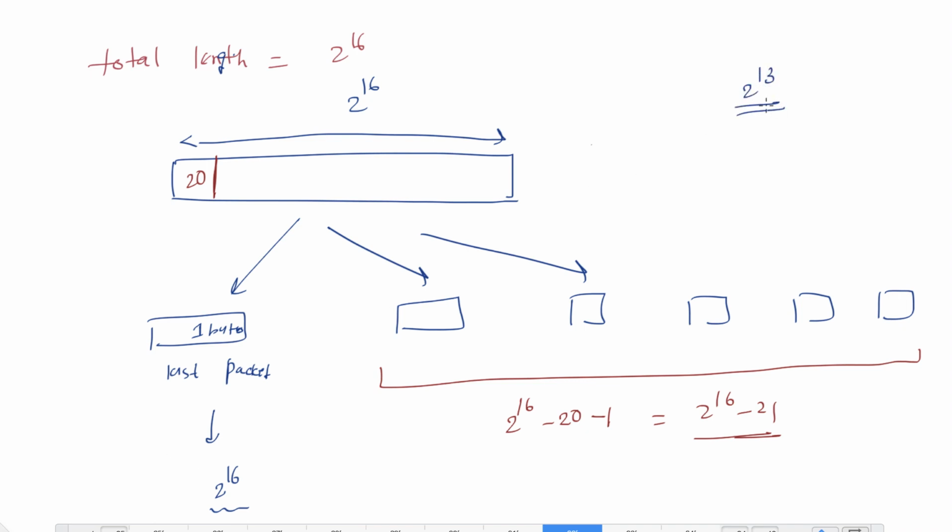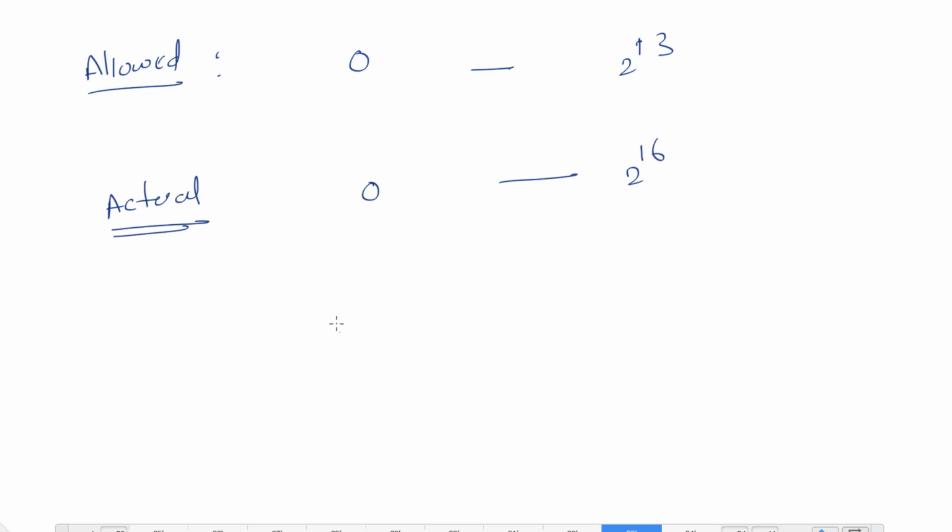So the minimum it is allowing is 0 and the maximum is 2 power 13, and the minimum I can have is 0 and the maximum I can have is 2 power 16, right? This is the actual thing I can have as offset, and this is the allowed offset. Right? And this is the actual offset I can have. So let me write it here. These are the allowed, which means I can have only 0 to 2 power 13, and this is the actual. In practice I may be having 0 to 2 power 16.